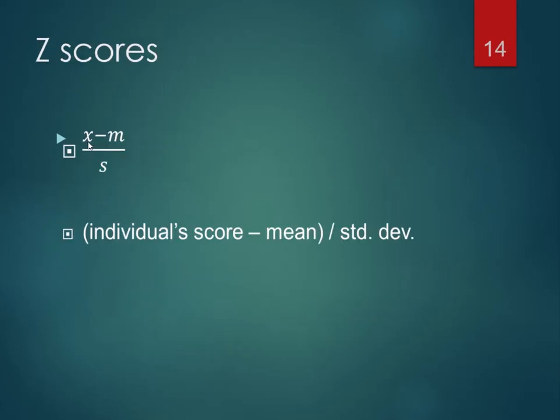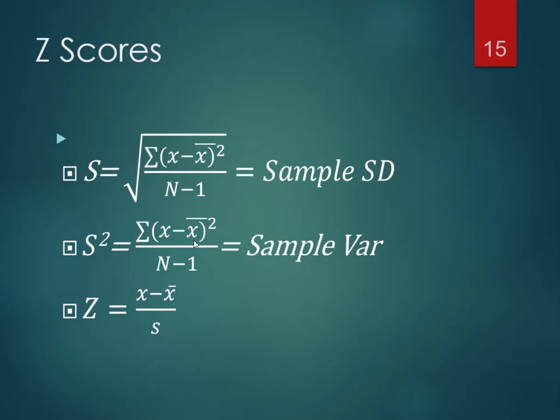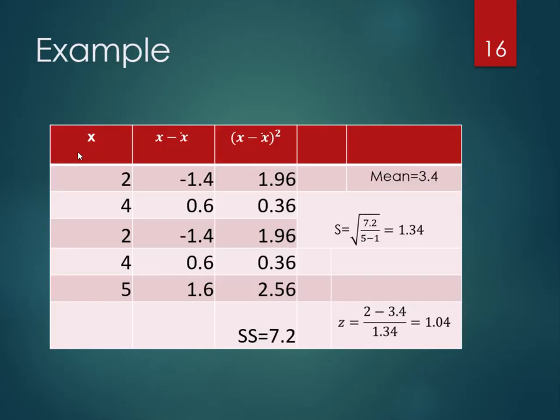Z-score is x, which is an individual score, minus the mean, divided by the standard deviation. Here are the formulas, and then we can break these down a little bit more simply into this equation. So we have x, which these are just pulled out numbers, and we do x minus x bar, which is our mean, which we calculated as 3.4. Then we do that again, but instead of just x minus x bar, we do x minus x bar squared.